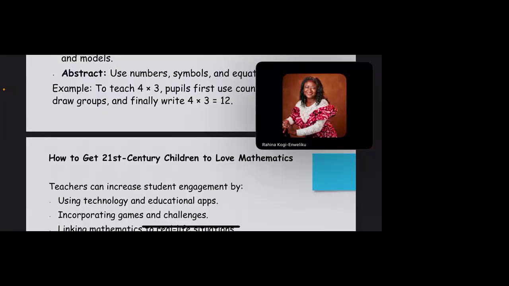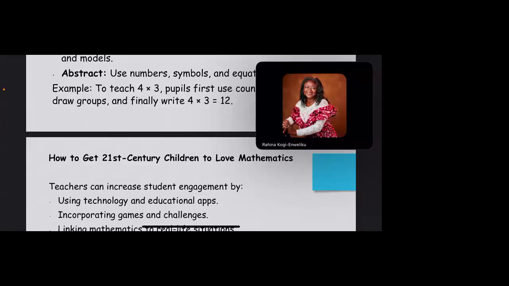How do we now get children in the 21st century to love mathematics? How do we get these children that are impatient, these children that find mathematics boring, these children that feel math is hard and irrelevant to whatever they will do when they grow up? Because a lot of them would actually ask you, I want to become a doctor. How will this help me to become a doctor? I want to become this. How will this help me to become that? These children think, they are very, very smart, smarter than we actually think they are.